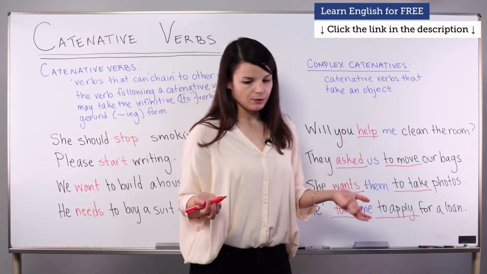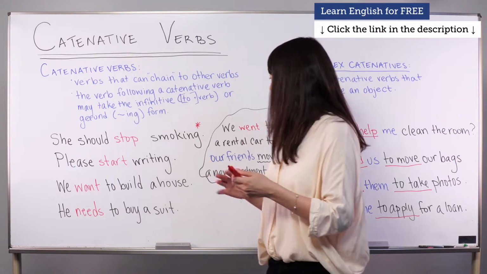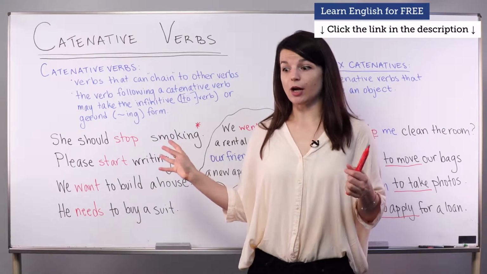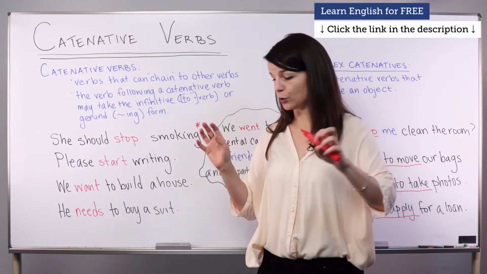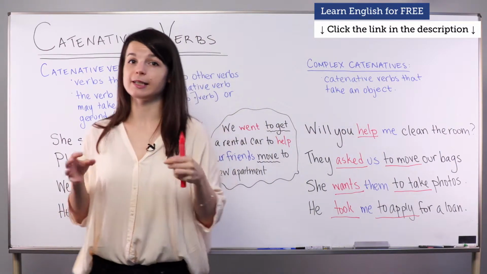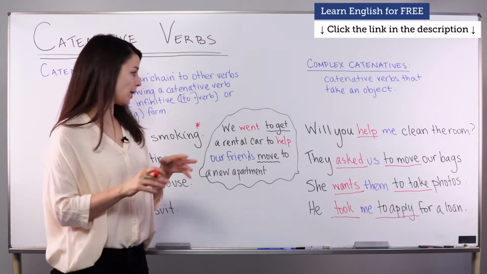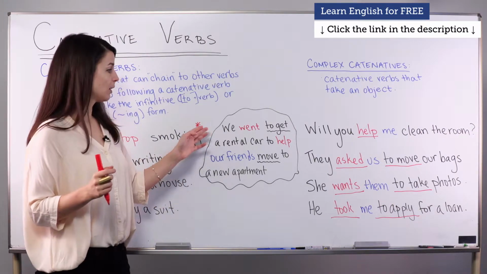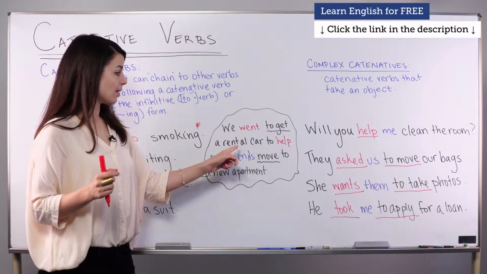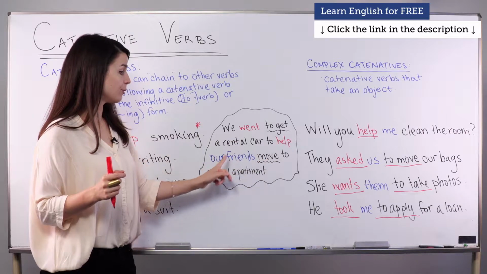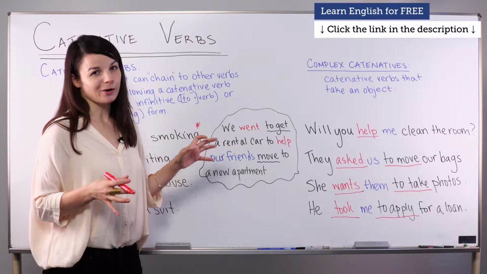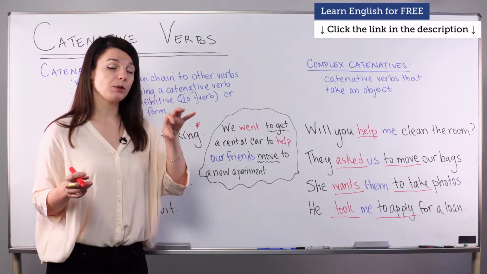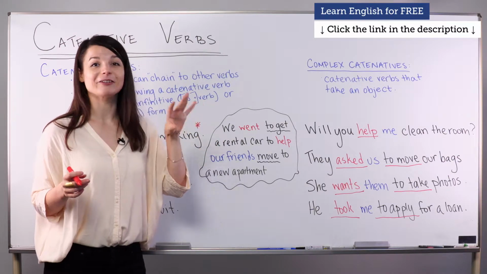So when do we use this kind of thing? We use it actually a lot in speech, especially when we're just talking casually, like about things we need to do. We can make long sentences by chaining verbs together in this way. Here's a quick example. We went to get a rental car to help our friends move to a new apartment. So this maybe is a little bit awkward, but it's something that a native speaker might say. We just say everything really quickly.